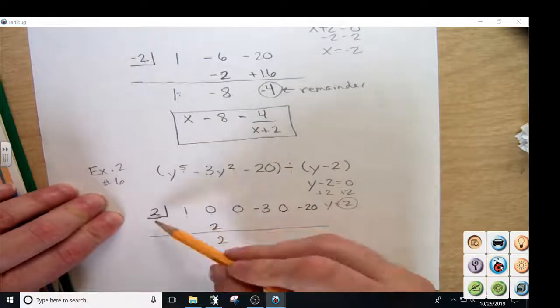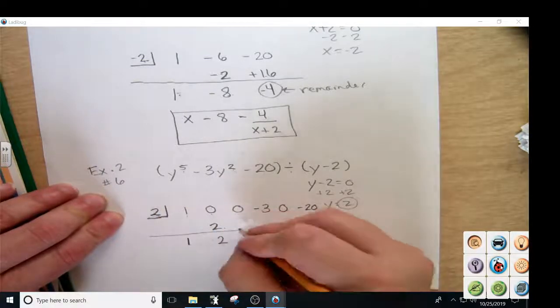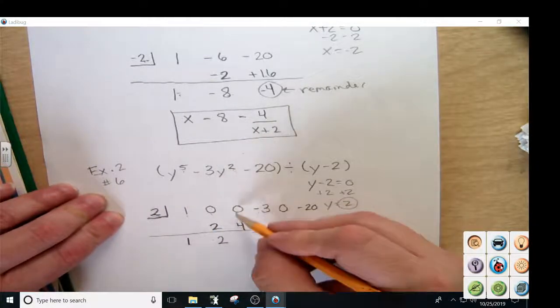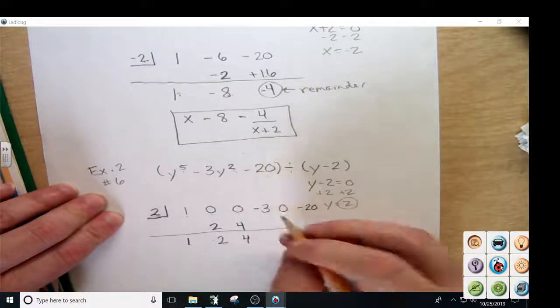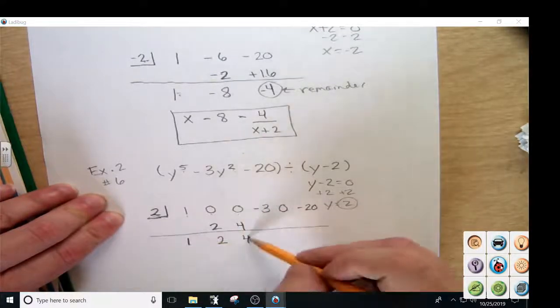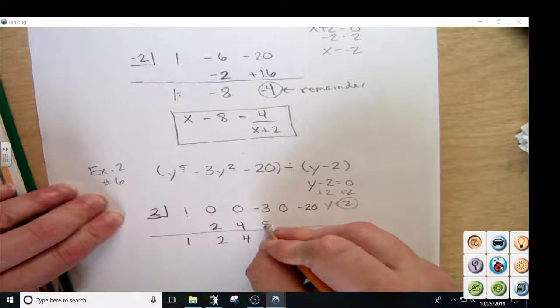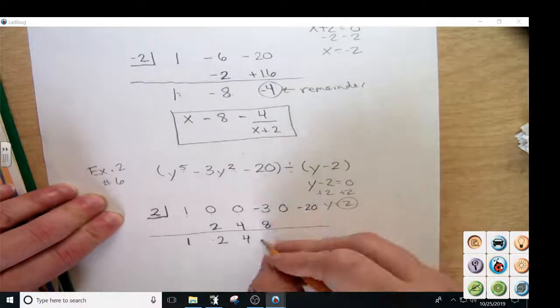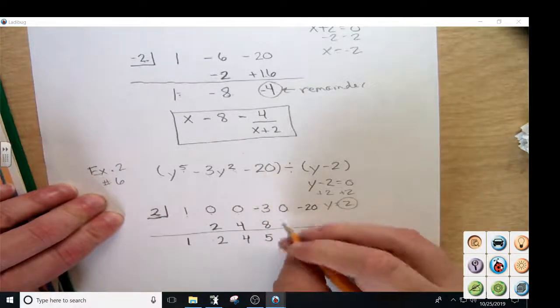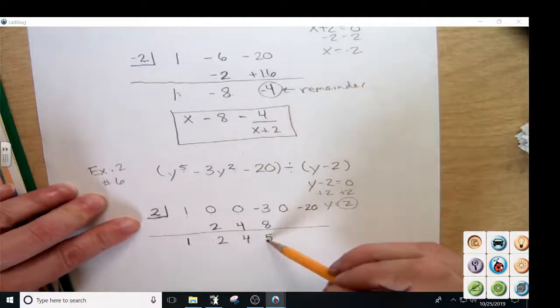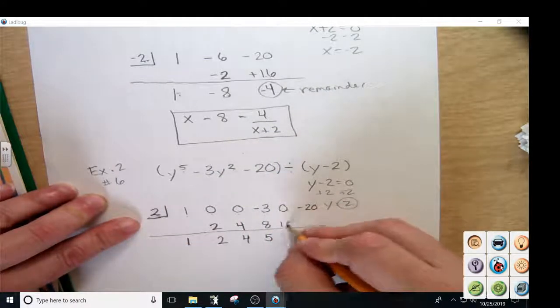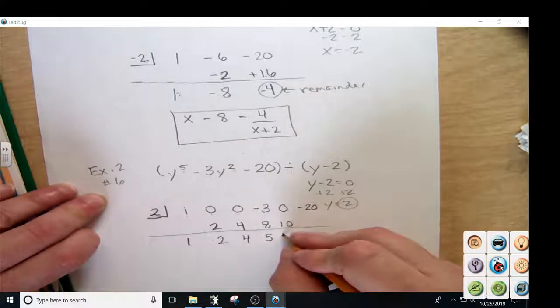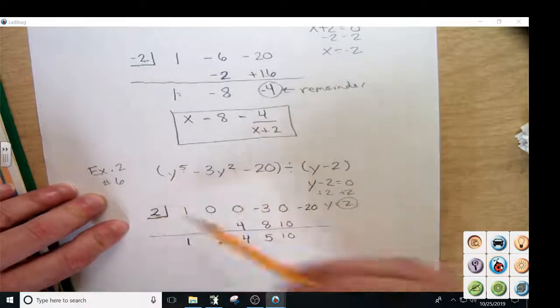Okay. 2 times 2 is 4. 0 plus 4 is 4. All right. 2 times 4 is 8. -3 plus 8 is 5. All right. Multiply 2 times 5. Put 10 here. That will be 10. And then 2 times 10 is 20.